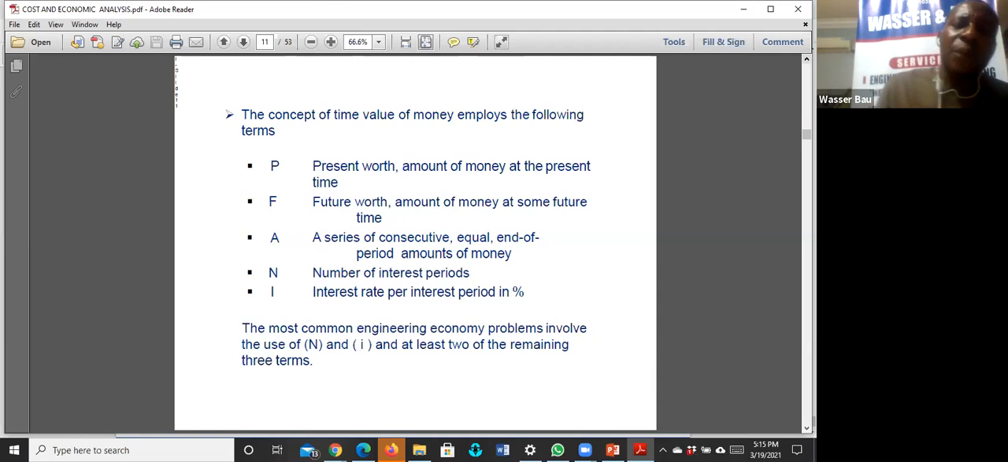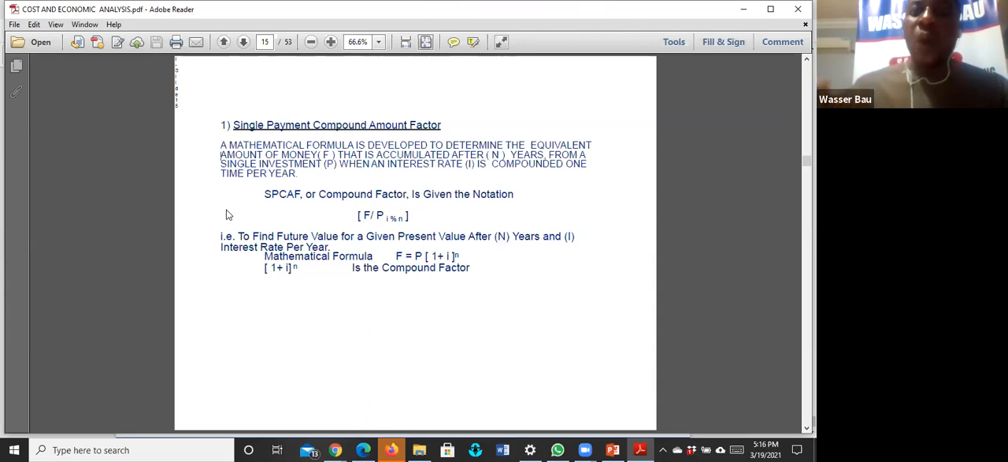Now, there's a table where the number of years and the interest has been fixed, and then one of these three has also been fixed. So it is easy for you to now find the third one. So I can be given P to find F. I can be given F to find P. I can be given P to find A. I can be given A to find P. I can be given F to find A. I can be given A to find F. So take notes. Depending on what you are given, there are five things you can look for.